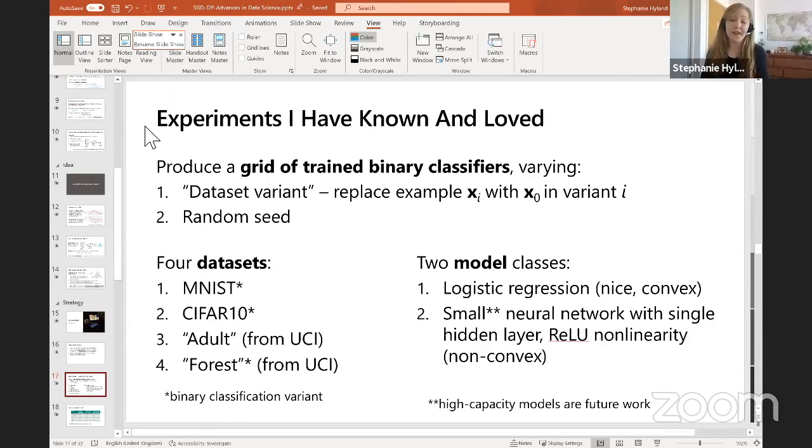The first one we look at is logistic regression, because partially pre-existing results exist here. There is some theory because it is nice and convex. We also look at small neural networks with a single hidden layer ReLU nonlinearity, which are taking us a little bit closer to what people use in practice. I will note here that these are quite low dimensional. In general, high capacity models are very difficult to make private simply because you're releasing so many parameters into the world. So extending this to larger models is ongoing work, as they say.